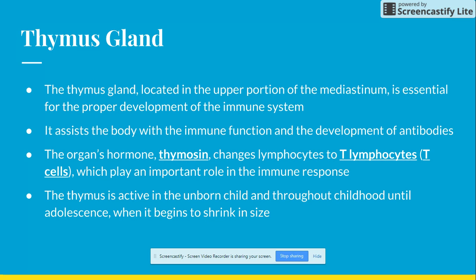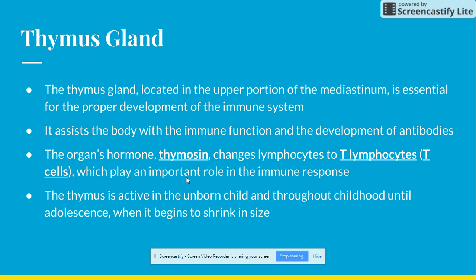So the hormone that it secretes is called thymosin, and it's going to change lymphocytes, which are one of our white blood cells, into what we call T lymphocytes, which makes sense because the hormone is thymosin and the gland is the thymus. So it makes sense that these two go together, and that when this hormone acts on the lymphocytes, it's called a T lymphocyte, or it's called T cells, either way. So this is going to play an important role in our immune system.